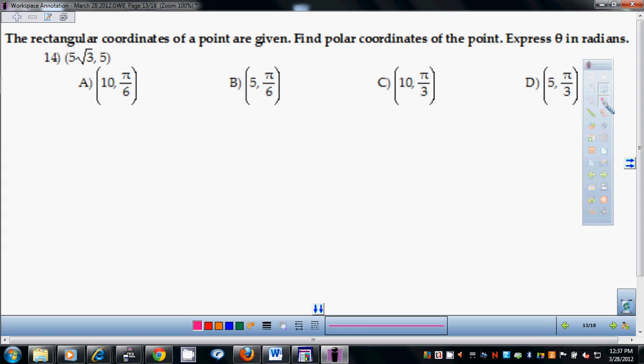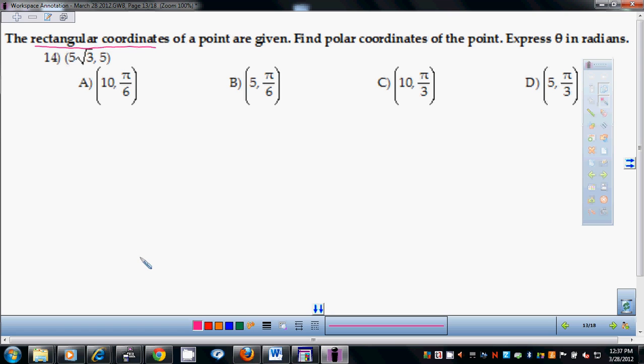All right, this one, yeah, that's just the opposite. It says here's your rectangular coordinates, find your polar. So you can't use that formula. Please note the difference somewhere in your notes. When you start with rectangular, you do not use that formula. It's only when you start with polar.